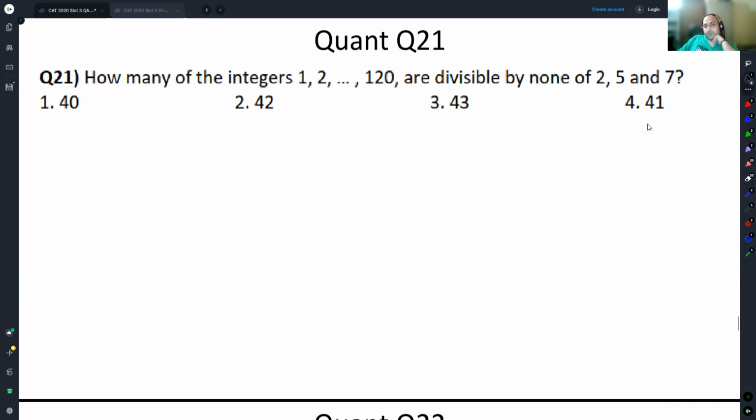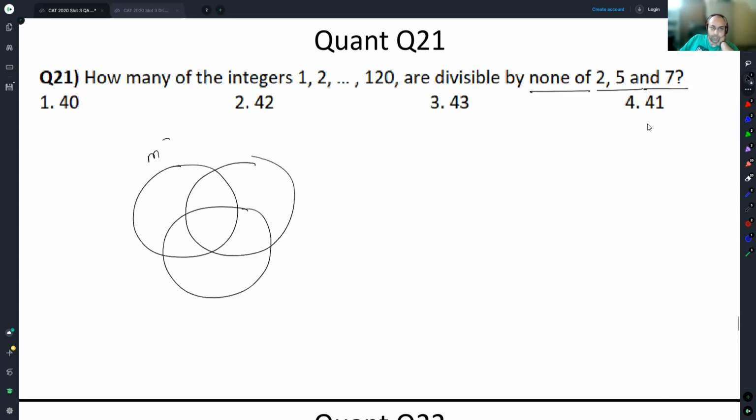How many of the integers 1, 2, and so on up to 120 are divisible by none of 2, 5, and 7? We can do this by set theory or a Venn diagram. Multiples of 2, multiples of 5, multiples of 7. How many numbers will be multiples of 2, 5, and 7 up until 120? Just one number, which is 70.